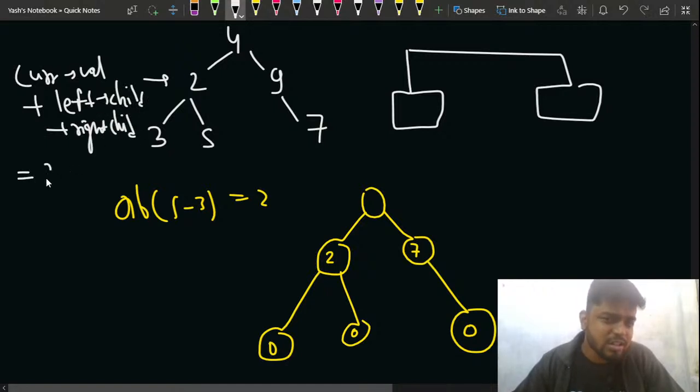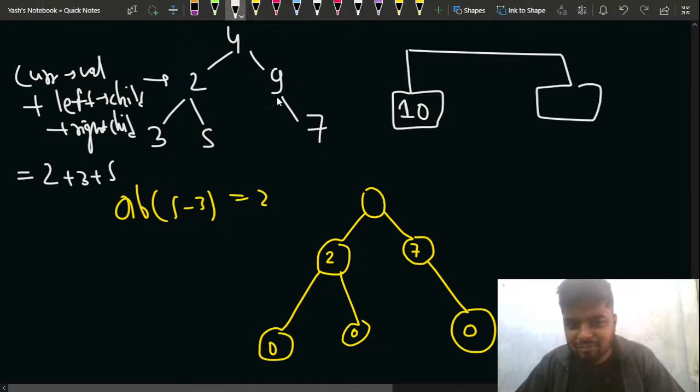So what will be the answer? 2 plus 3 plus 5 gives us 10. So can I say that the weight is 10? Yes, I can say that. For the right part, I can see that I have 9 and I have 7. What is the total weight? 9 plus 7 gives me 16. So the total weight on the right side is 16.